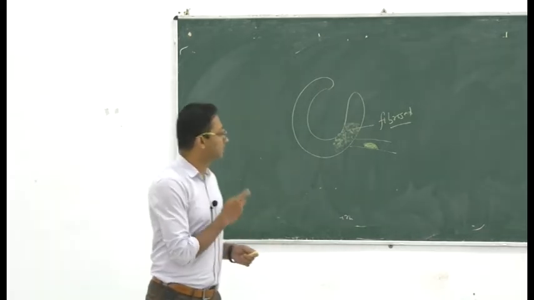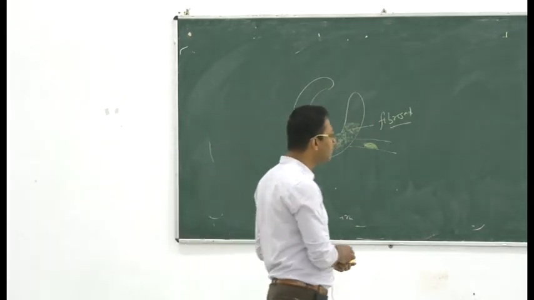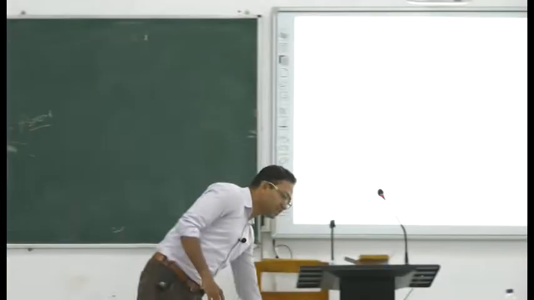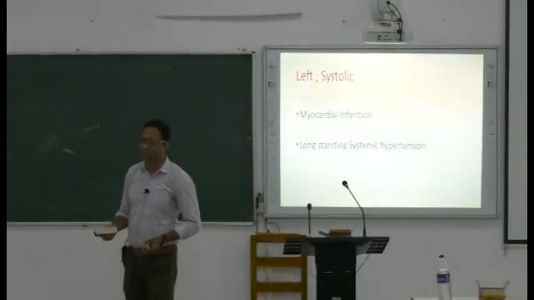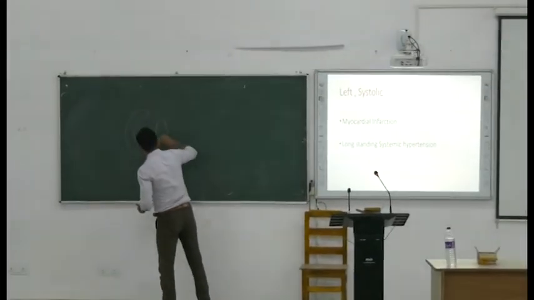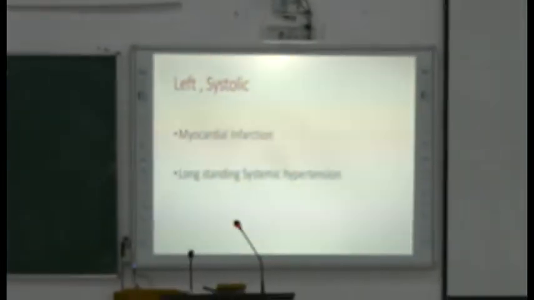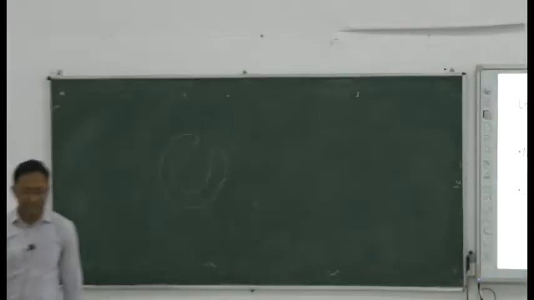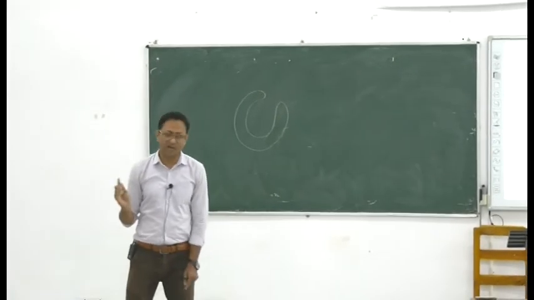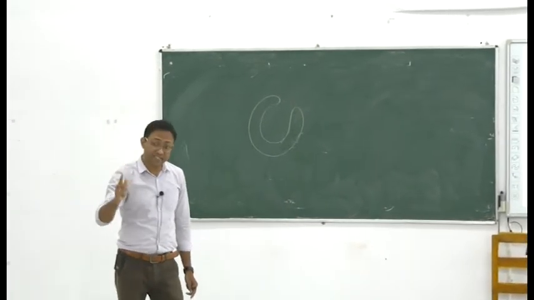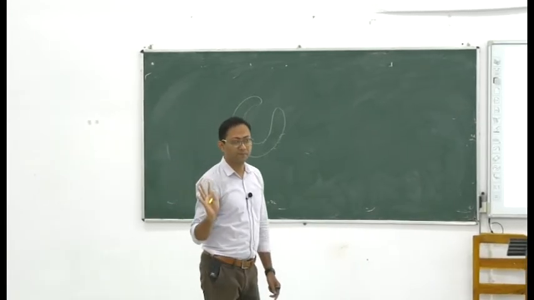What next? Long-standing systemic hypertension. So what is happening in long-standing, uncontrolled systemic hypertension? I told you afterload is the resistance against which blood is expelled, right? So long-standing hypertension means increased peripheral resistance.